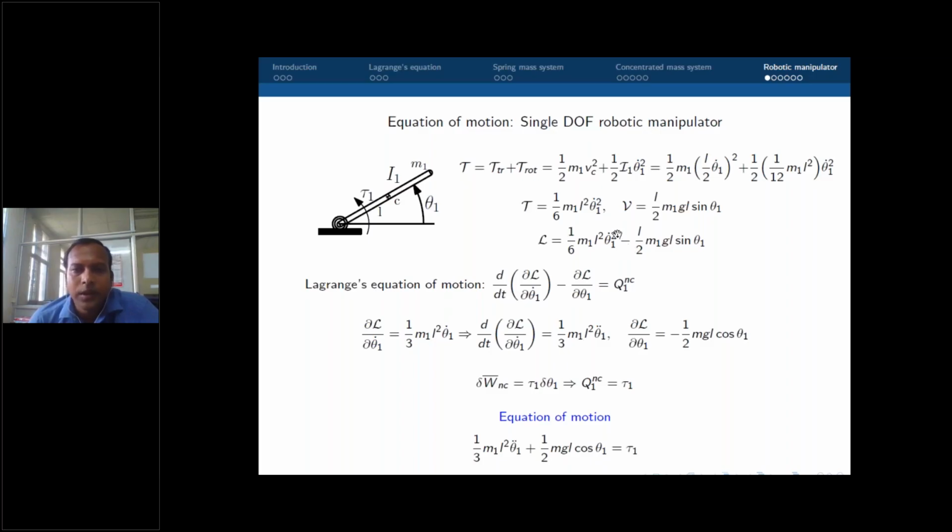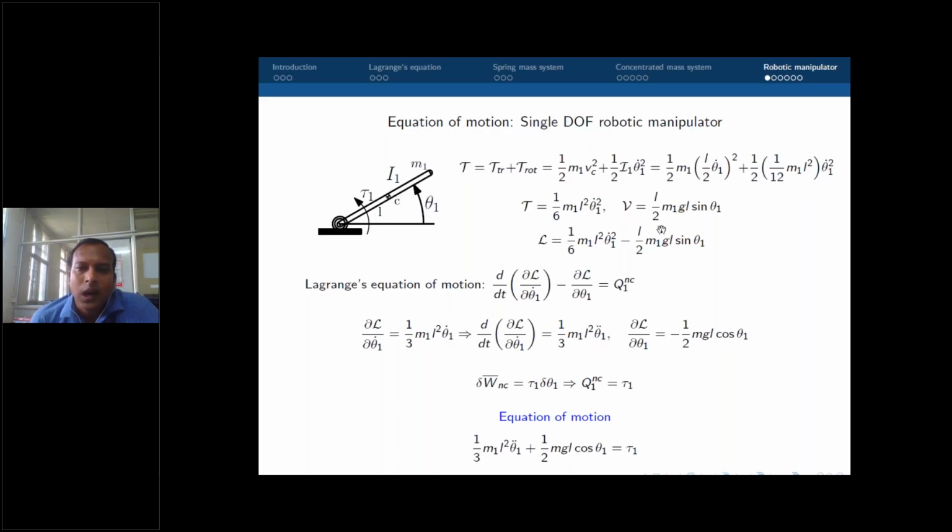Now what is the potential energy of the system? Since this mass is evenly distributed, we consider the mass to be concentrated for the potential energy. Although one can do an integration and find the potential energy, it will be the same thing. We have calculated the potential energy with respect to the center of mass.